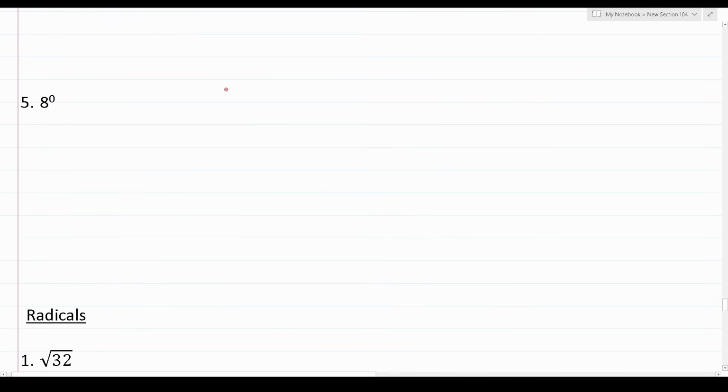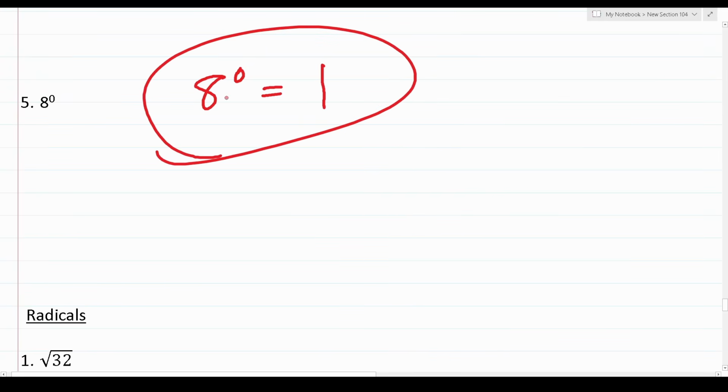And then finally, number 5 says 8 to the 0 power. And this is one of the laws of exponents that you just have to memorize. Anything raised to the 0 power is always 1. All right, so that's that one.